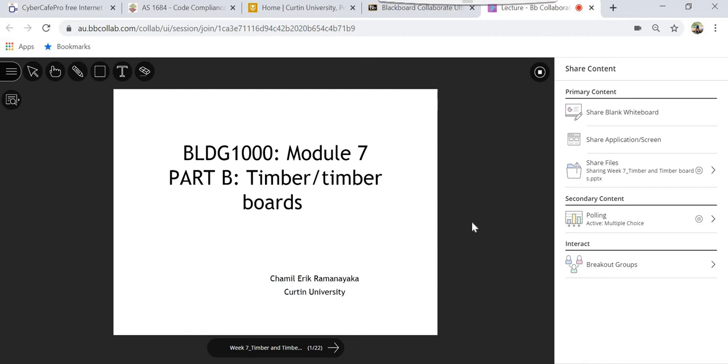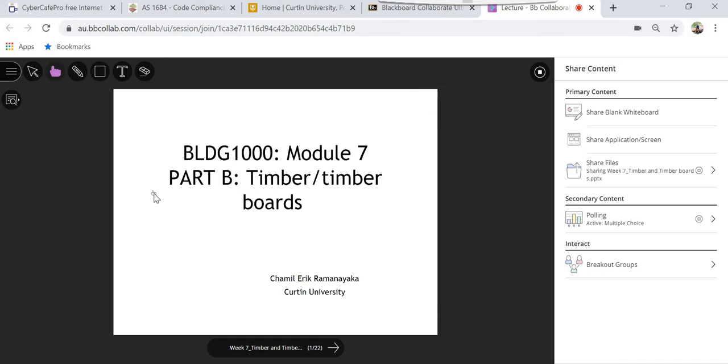And so today I'm going to talk about another topic, which is timber. And this week we take our lectures and tutorials quite differently. Typically, we teach the required content in the class, and then we do a practical exercise in the tutorial. But there's a bit of discontinuity in this week's lecture and tutorial. In the lecture we teach about timber and timber boards, and we talk about material aspects only.